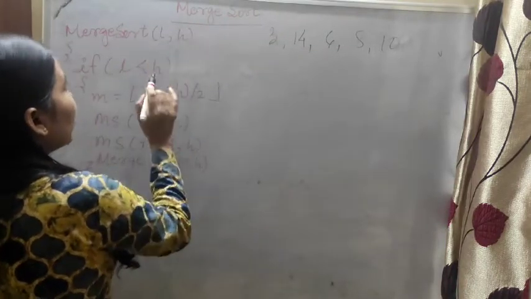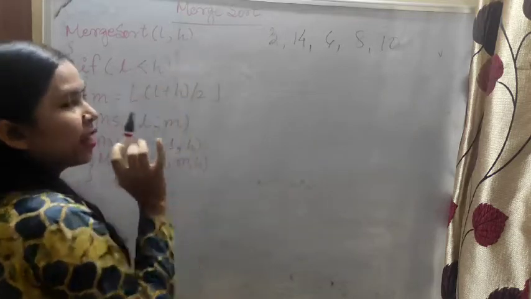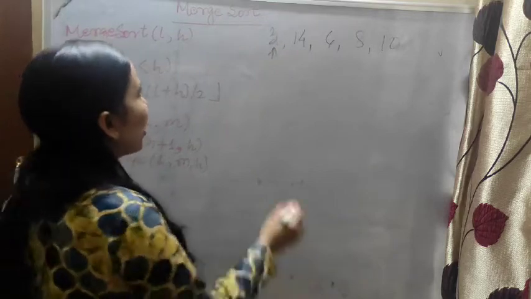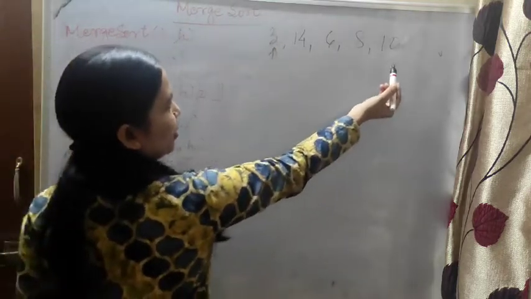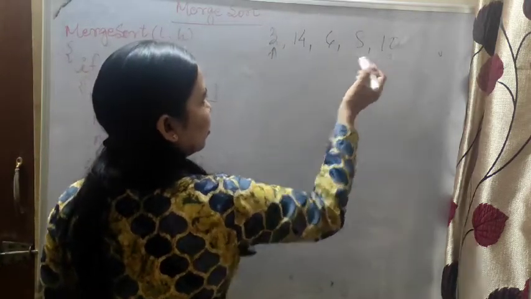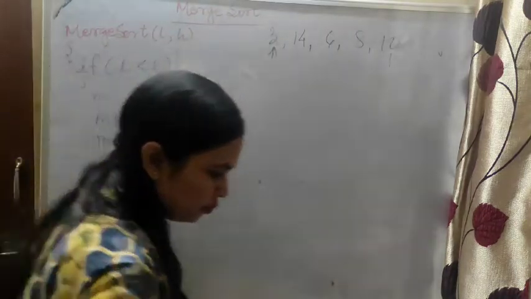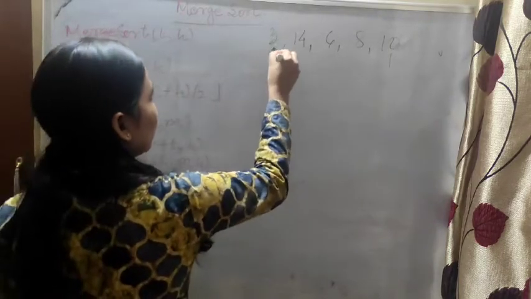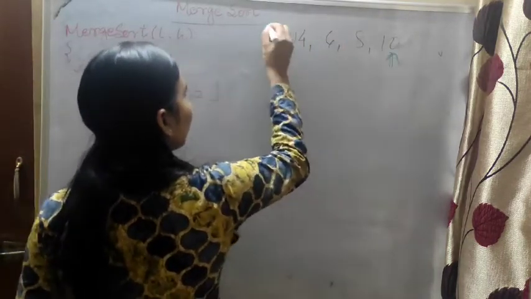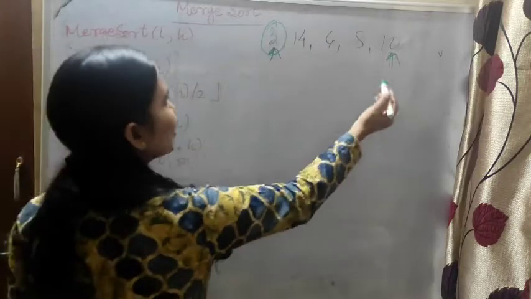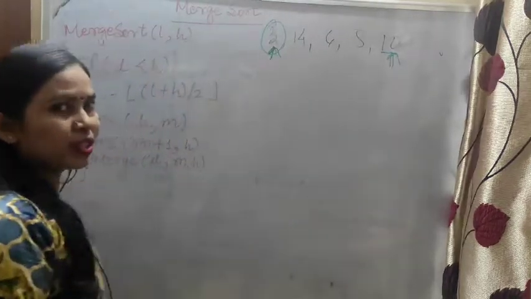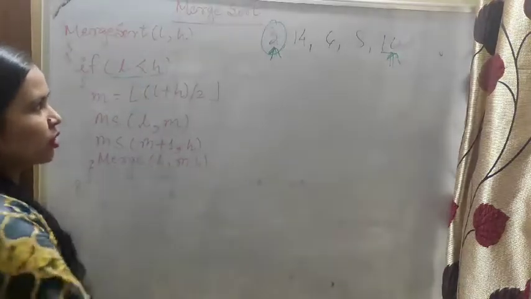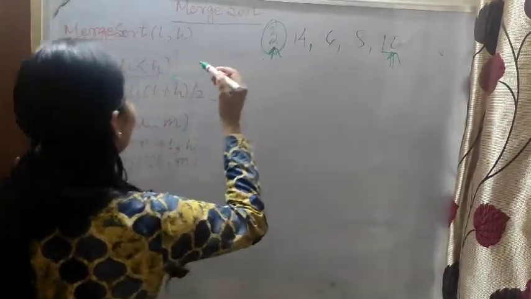Now what is given here? Merge sort, L and H are given. L is for the first element, the low value. H is for the high element, the last element. The first element is called the low value, the last element is called the high value. Just assume it. Now if L is less than H, that means 3 is less than 10, then we will come and do L plus H divided by 2.